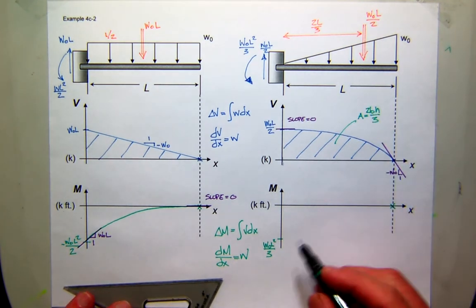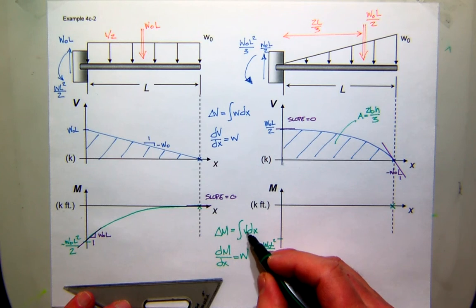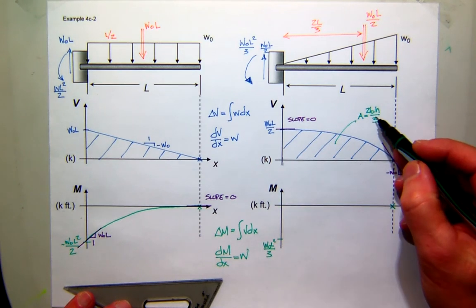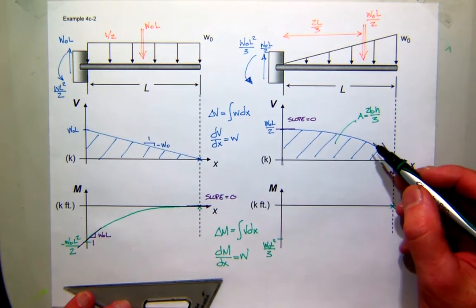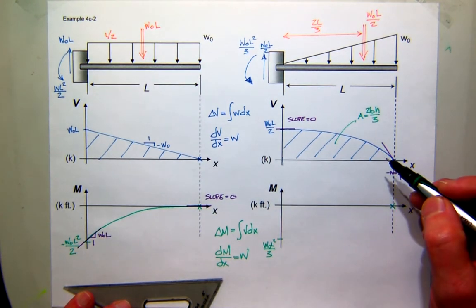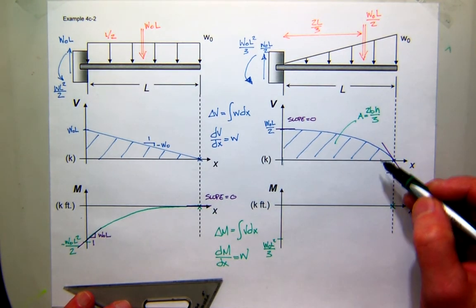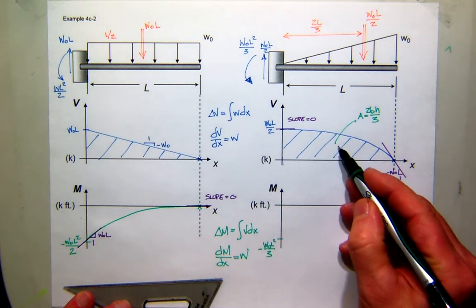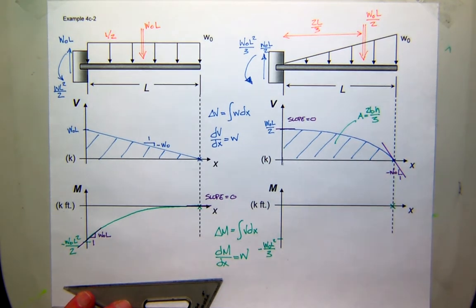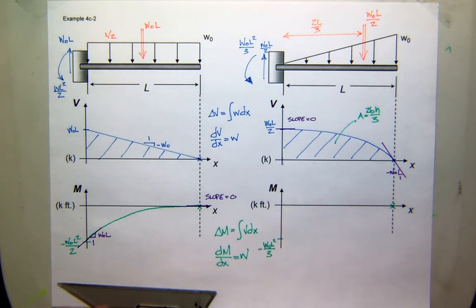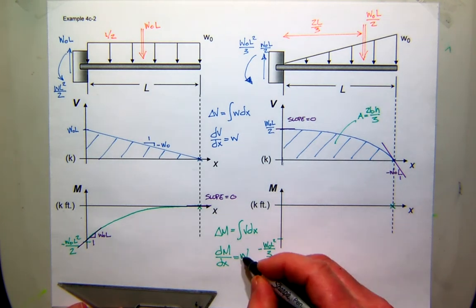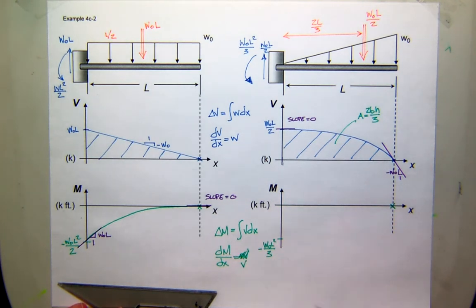So let's calculate it. So the change in moment should be the area of the curve. So 2/3 base L times height. And what do you know? You get positive W naught L squared over 3. So I have negative plus this area gives me 0. So let's do the slope. So the slope of the moment diagram should be the load. I'm sorry, not the load, the shear. I drew that wrong. It should be the shear.